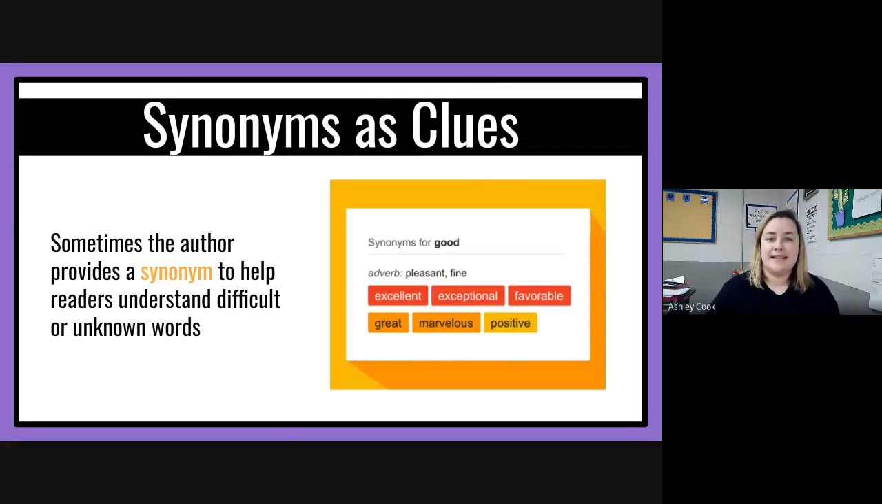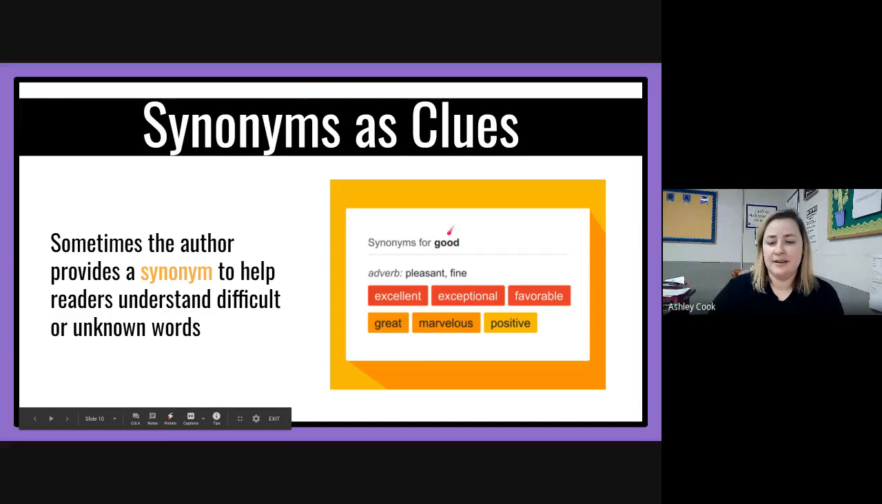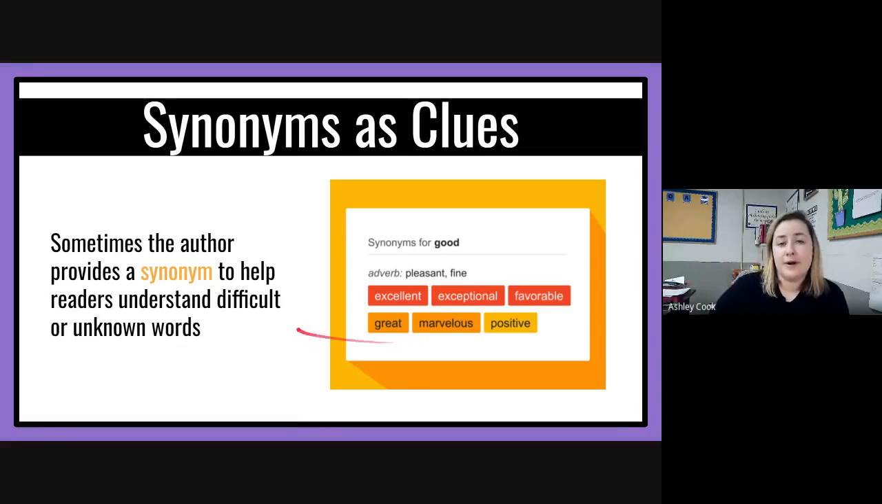Our next one is synonyms as clues. Sometimes the author provides a synonym to help readers understand those difficult or unknown words. So think about what a synonym is. Do you remember? Synonyms are words that are similar or the same in meaning as another word. We see synonyms for good. You might have pleasant, fine, excellent, positive, great. Those are synonyms, words that have the same meaning as good.